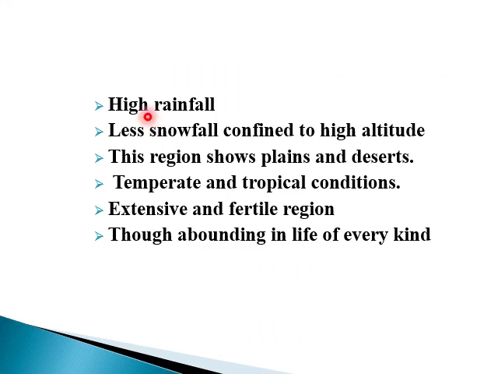Here we will talk about the physical features of the Indian subregion. There is high rainfall in this region, but low snowfall confined to only high altitudes. This region shows plains and deserts. If we talk about the conditions, there are temperate and tropical conditions. There is also extensive and fertile soil in this region, abounding in life of every kind.